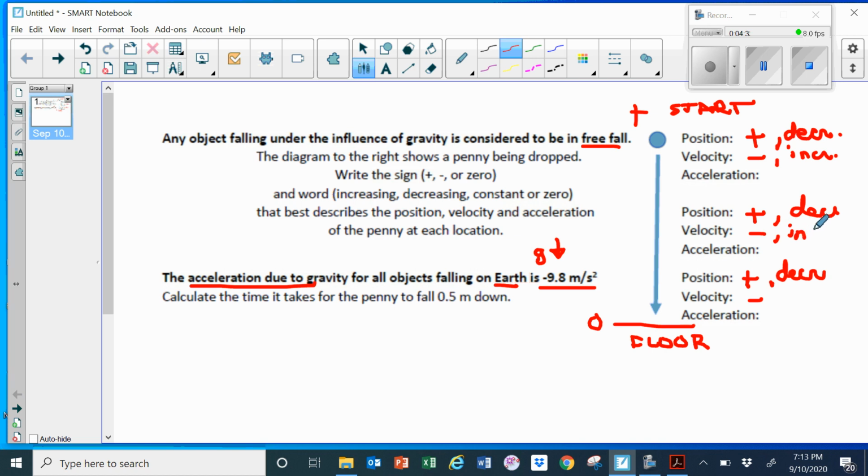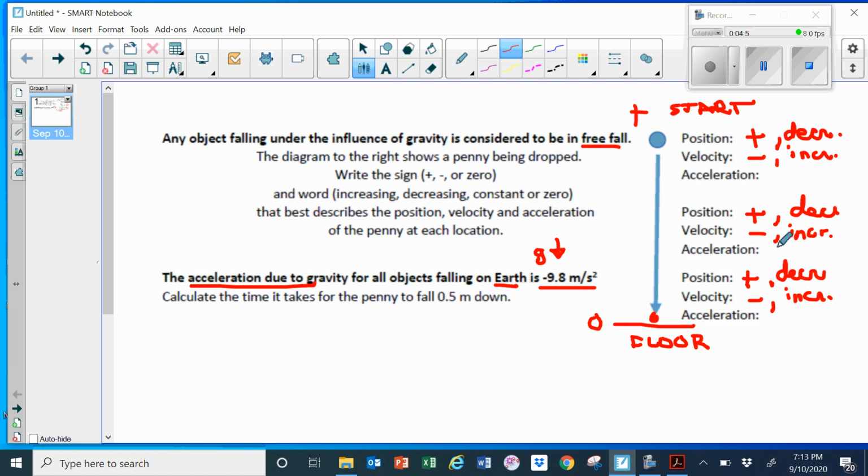Okay, the penny is accelerating on its fall. So it's falling in a negative direction, but the velocity is increasing. In fact, the fastest velocity the penny will have will be the instant before it hits the floor, right here. Right before it hits the floor will be the fastest it would be traveling.